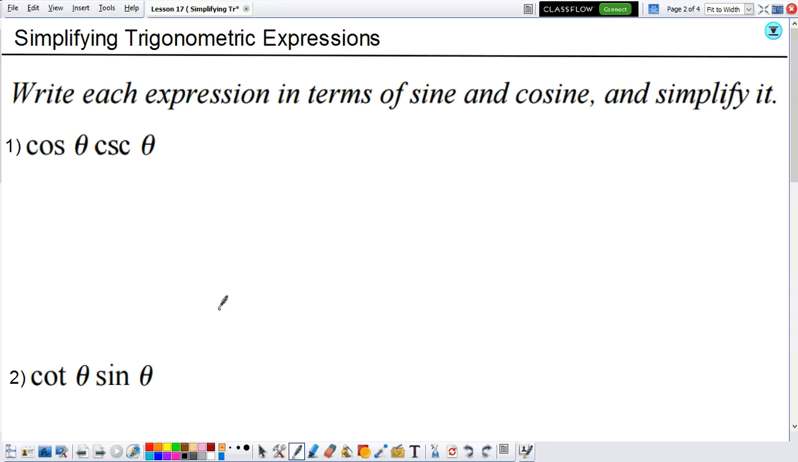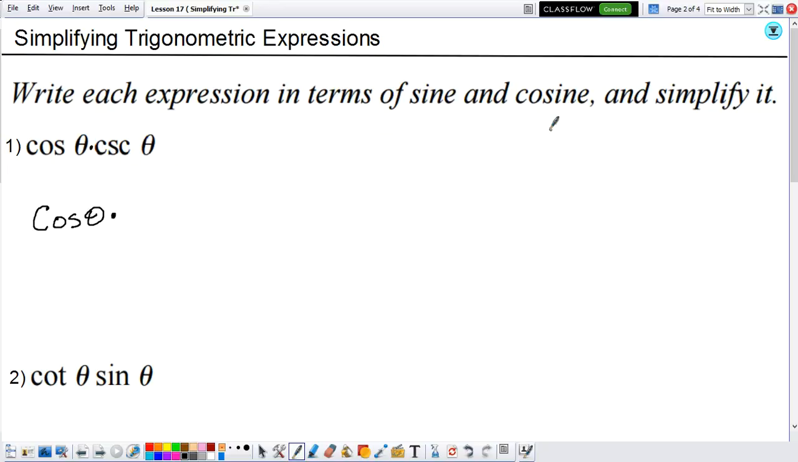Now, our goal here is to write the expression in terms of sine and cosine and then simplify. Now, the first thing that you need to notice is how many trig expressions do we have here? Here we have two, cosine and cosecant. We need to write every single one of them in terms of sine and cosine. Notice that the first one is already written in terms of sine and cosine because it's cosine. So we're going to rewrite it. So we're going to have here cosine of theta times. So cosecant, we need to rewrite it in terms of sine and cosine.